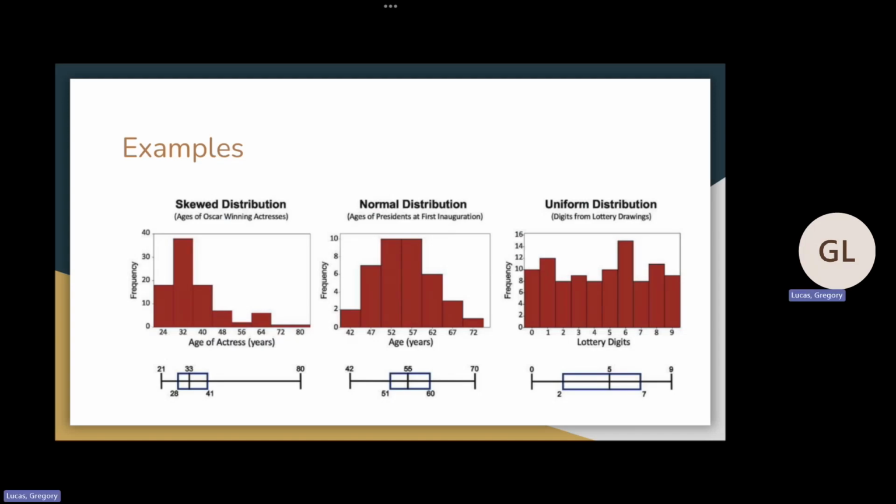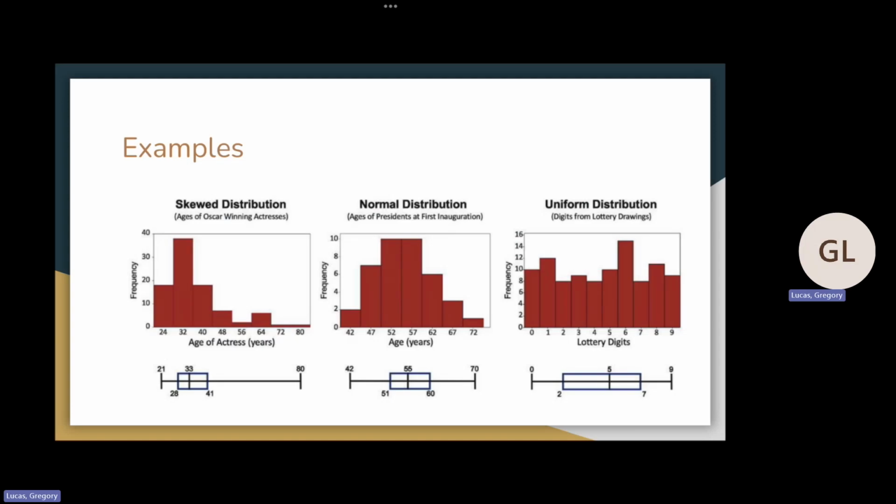So we still have a long tail. That's where the tail is on our histogram as well. For a normal distribution, our box should be right in the middle. Min value 42, max value 70. We draw our box at Q1 and Q3, which is 51 and 60, and then our median would be 55.